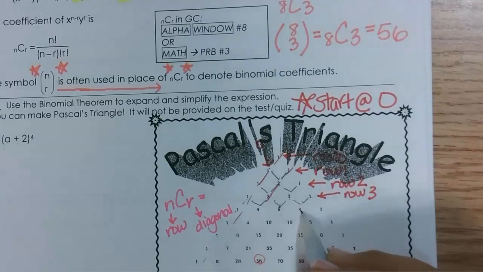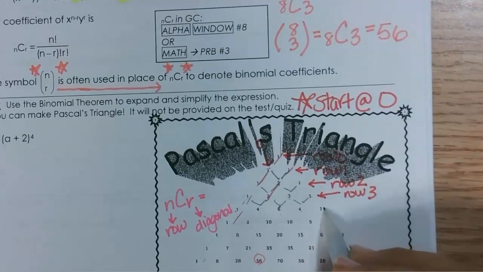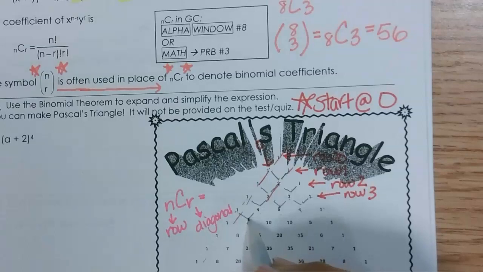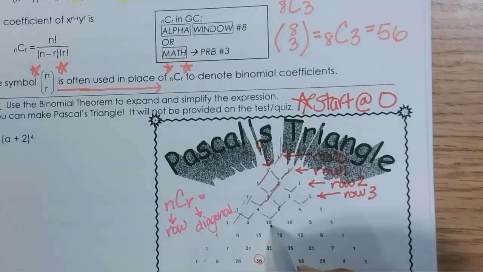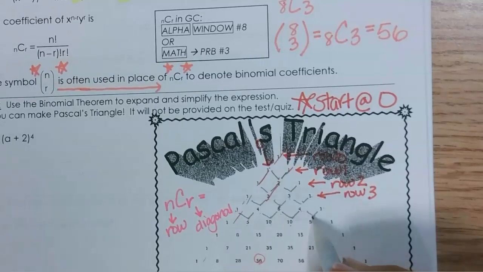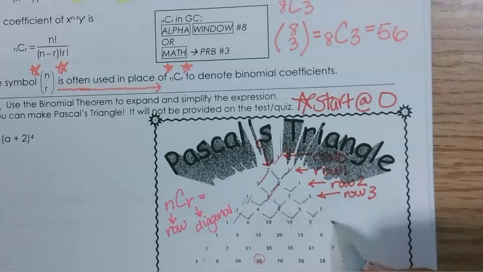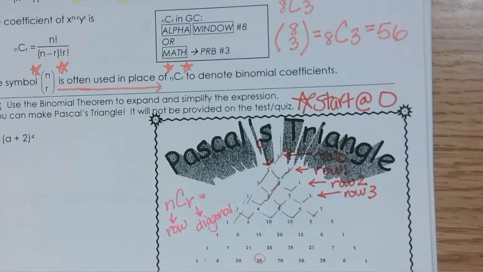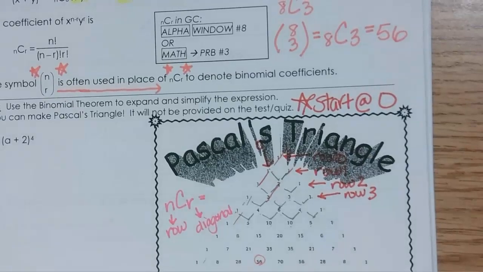And then I bring this down. This is a 1. Again, 1 on the side. Then I have 1 plus 4, which is 5. 4 plus 6, 10. 6 plus 4, 10. 4 plus 1, 5. And then we just have that 1. So that's how you can create that Pascal's triangle, by adding the ones that are around it to get to the next piece below it.